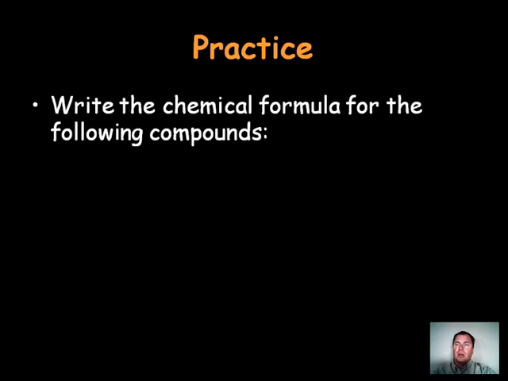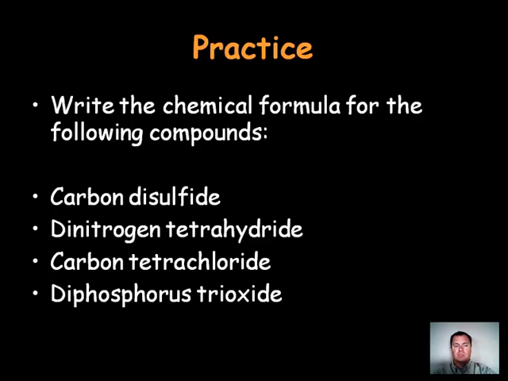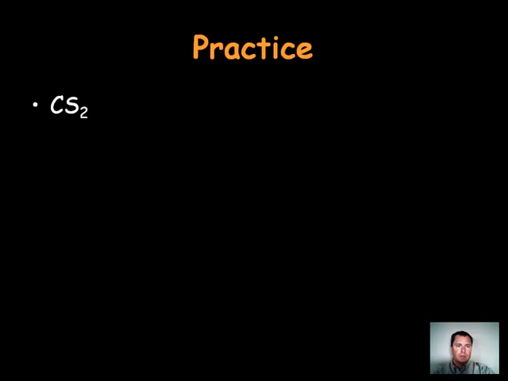Okay, so let's do it the other way. I'll give you the name, and you see if you can write the chemical formulas. This was the easy way to go. So go ahead and pause those, write them down, and then come back and let's see how you did. CS2, carbon disulfide. N2H4, dinitrogen tetrahydride. Third one, carbon tetrachloride. Hey, we already did that one a little bit ago, so you better get it right. Diphosphorus trioxide. So pretty simple. Once you have the name, going back the other way is pretty simple there.